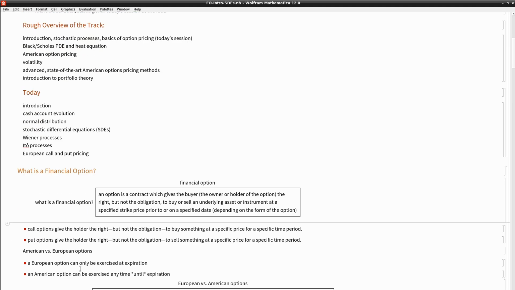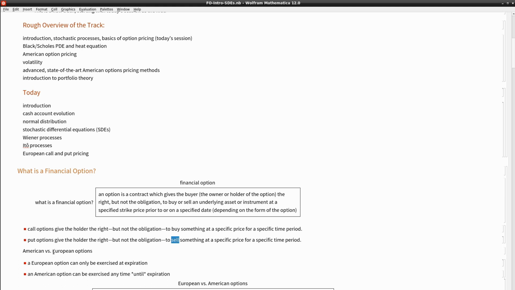Okay, and we have a few flavors of this. There are the call options that give the holder or the buyer the right, but not the obligation to buy something at a specified price for a specific time period. And the put option is a financial instrument that gives the holder or the buyer the right, but not the obligation to sell something at a specified price for a specified time period.